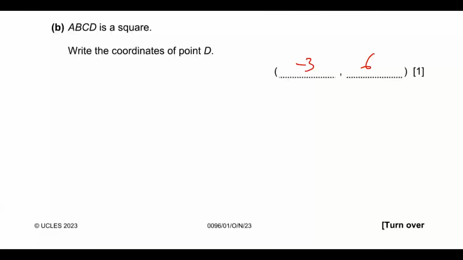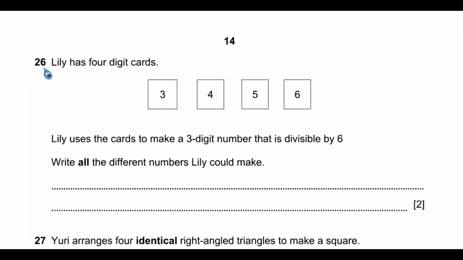So let's go to the next question. Question 26. Lily has 4-digit cards, so 3, 4, 5, and 6. Lily uses the cards to make a 3-digit number that is divisible by 6. Write all the different numbers Lily could make.